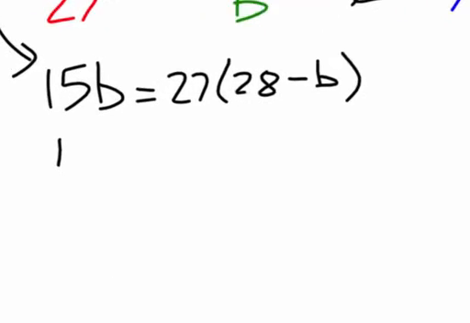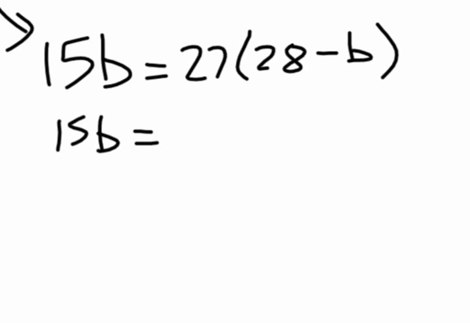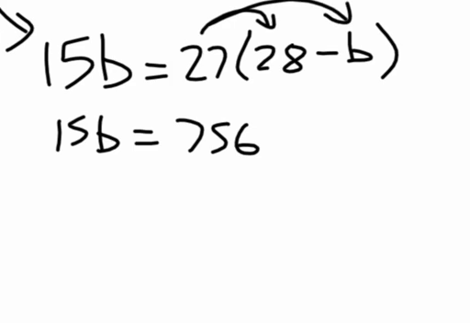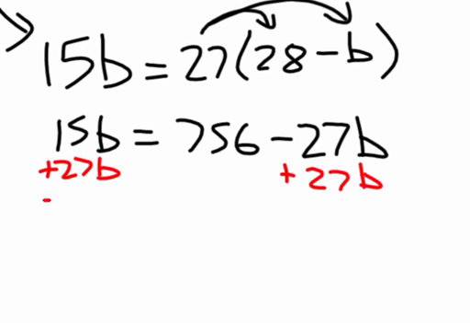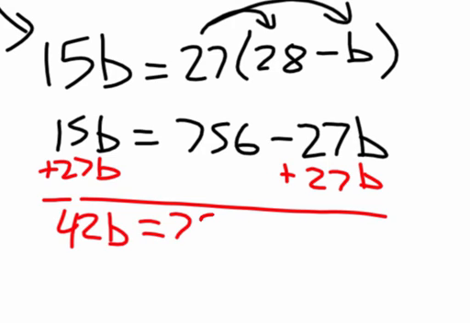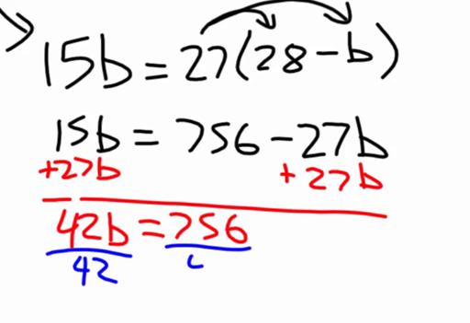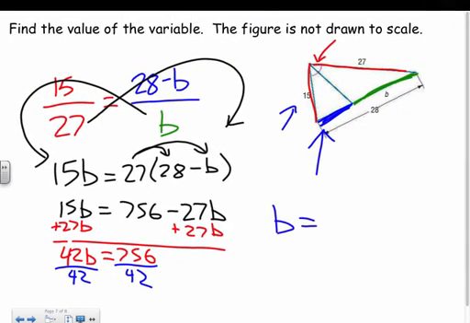And so now you just have a little bit of work. So 15B, got to distribute. So 27 times 28, which is 756. Go ahead and distribute here as well. 27 times negative B, which is negative 27B. And then get our B's to one side. So we add 27B, add 27B. And we got 42B equals 756. And divide by 42 to find out that B equals, so 756 divided by 42, B equals 18.